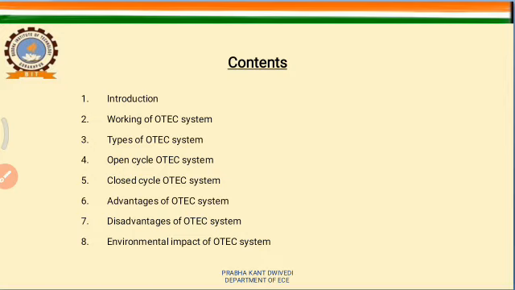There are two types, open cycle and closed cycle. We will discuss them one by one. Then we will go through their advantages and disadvantages, and then their environmental impact.